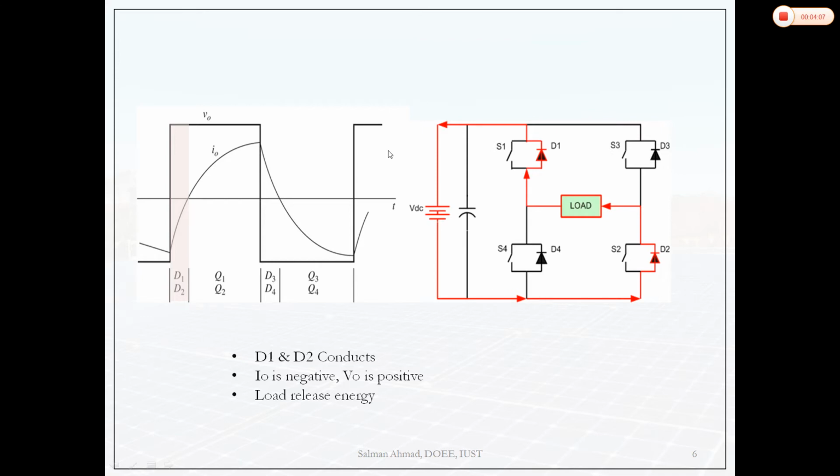Similarly, in this interval S1 and S2 are off, and the current passes through diodes D1 and D2. The active circuit is again marked with red lines. Here IO is negative and VO is positive, so the product of these two is negative, and the load releases energy. The output voltage is positive and the current is negative. This is again a short interval of time.